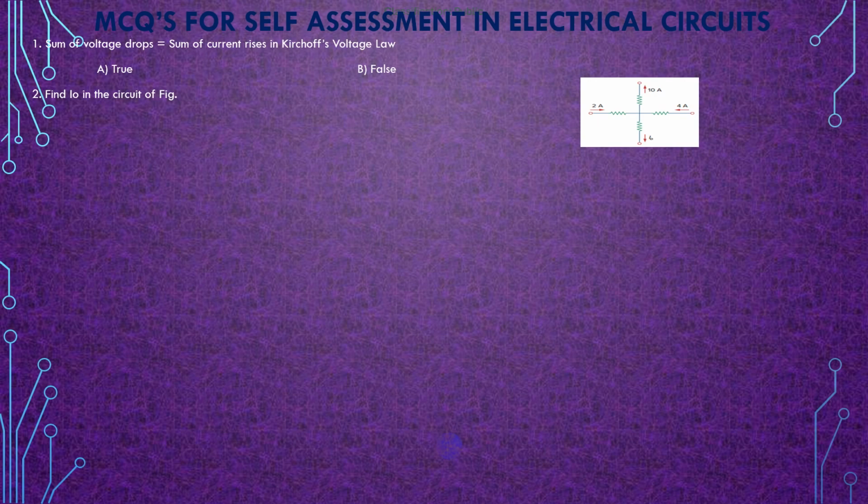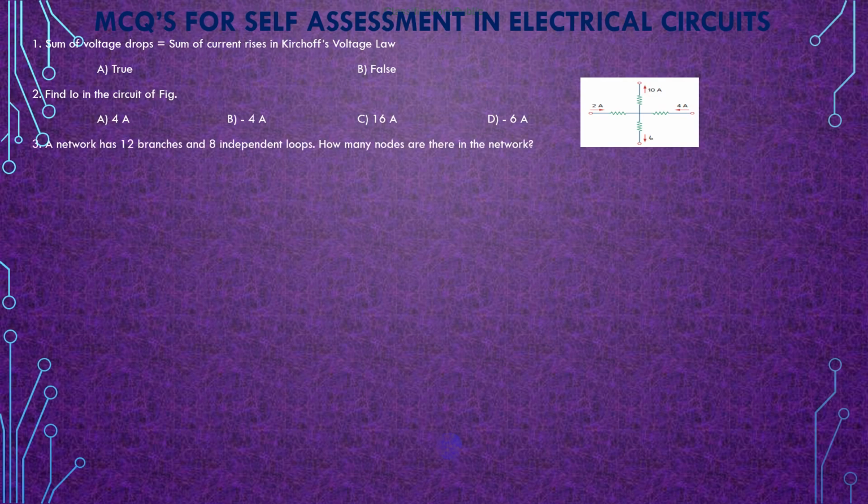So find the I0. Push the 10 to the other side, it becomes minus 10. So minus 10 plus 6 is minus 4. What it means is that the current should enter here, so the assumed direction is wrong, but we don't care about that. We need the correct answer only. So the correct answer is minus 4 ampere.